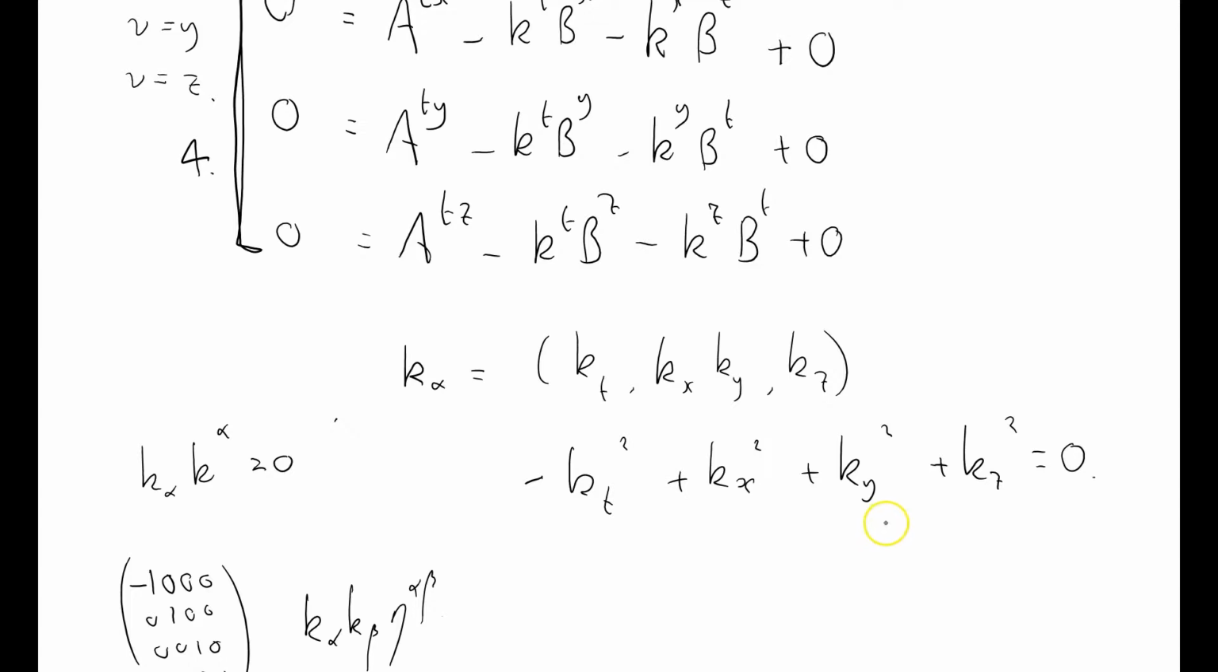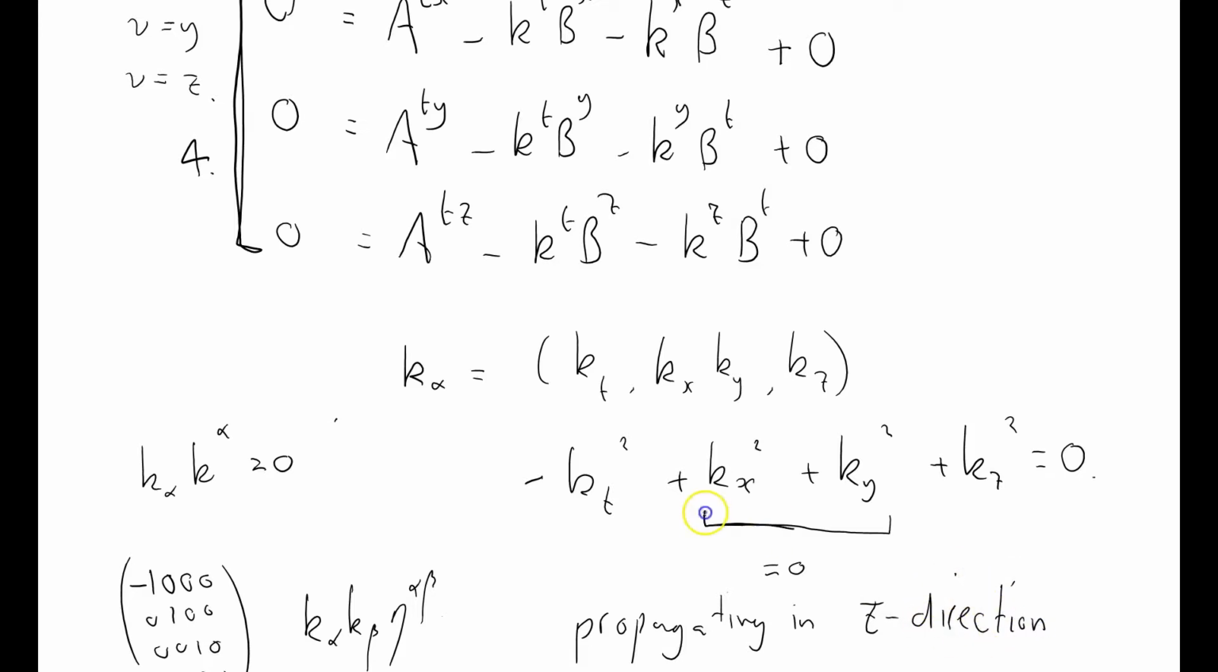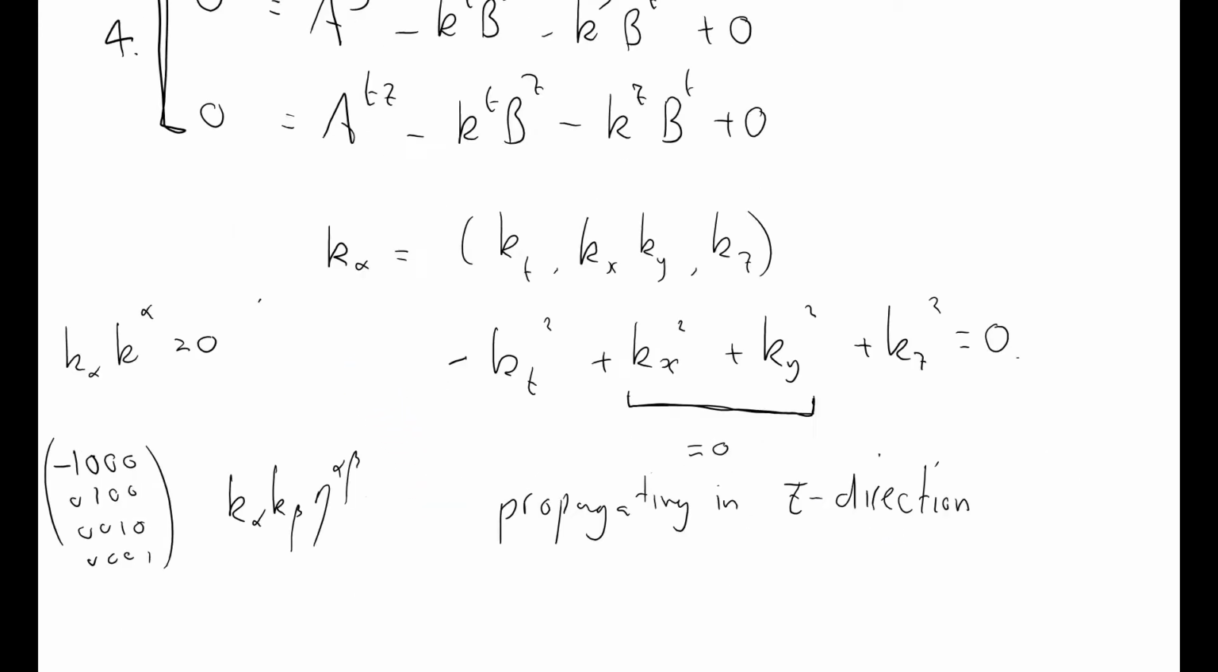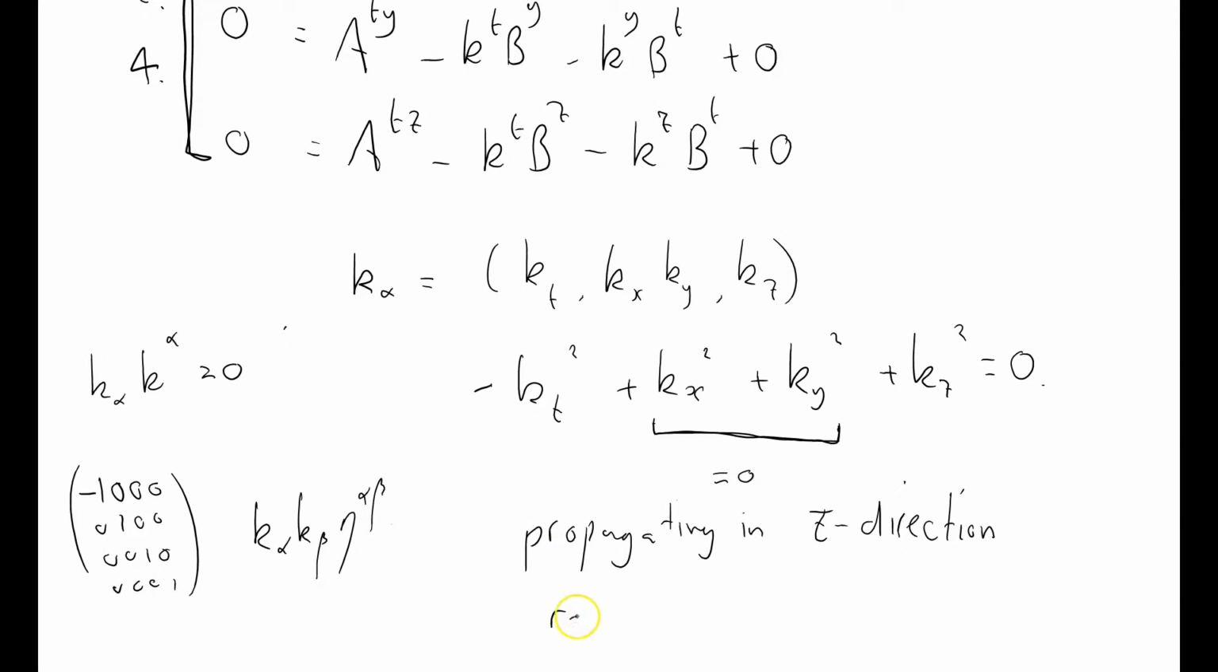What I'm going to do now is choose an orientation in which these components are 0. So I'm basically going to consider a wave propagating in the Z direction. I want to make these components equal to 0, which I can always do by rotating my coordinate system with a regular orthogonal matrix. That's no problem; it just involves rotating my coordinate system.